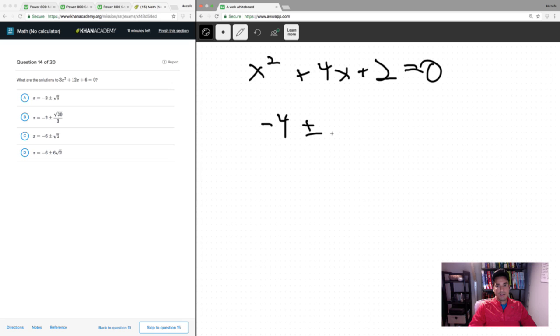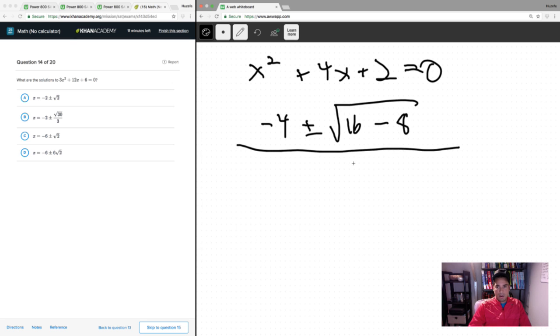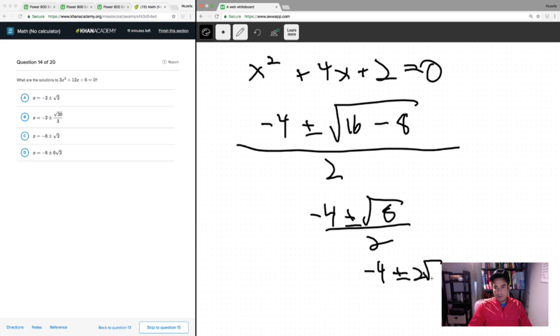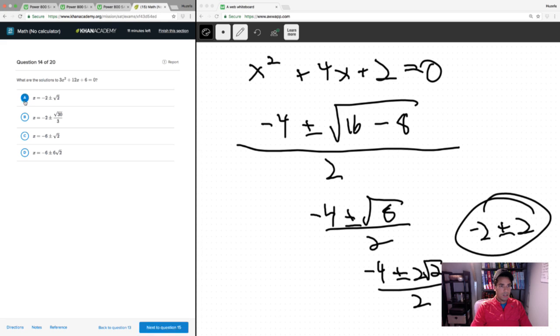Negative 4 plus or minus the square root of b squared minus 4ac, which is 16, minus 4 times 1 times 2, which is 8, over 2a, which is 2. 16 minus 8 is 8. Negative 4 plus or minus the square root of 8, over 2. Pull out a 4 from this, which comes out as a 2. 2 square root 2 over 2. Divide both sides by 2. We get negative 2 plus or minus the square root of 2. And that's a. Oops.